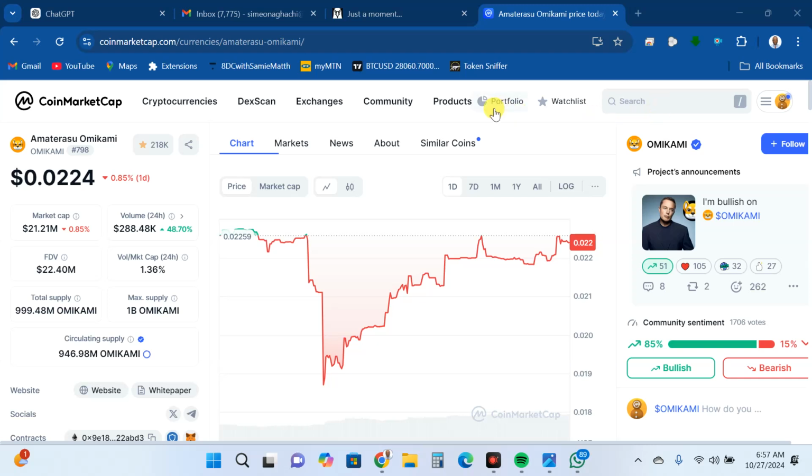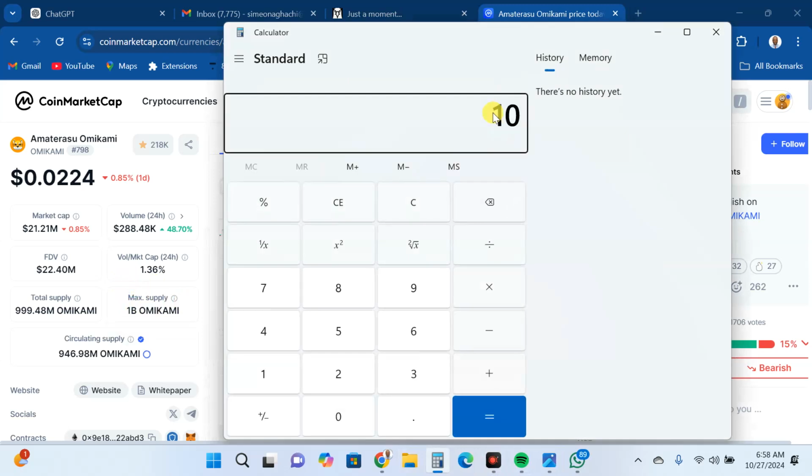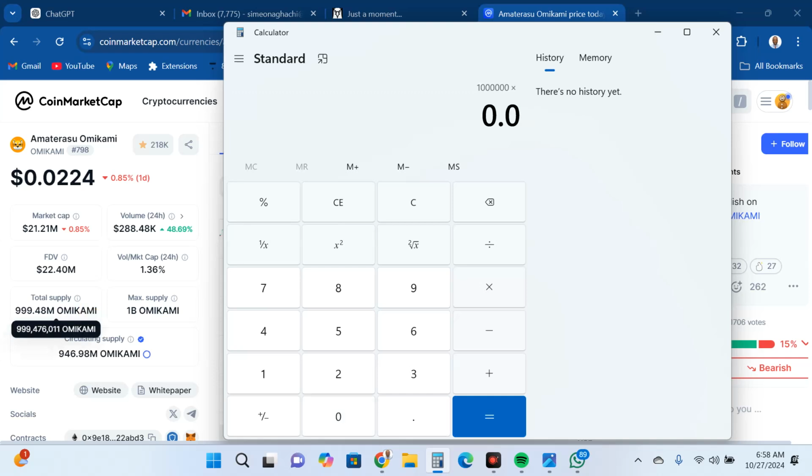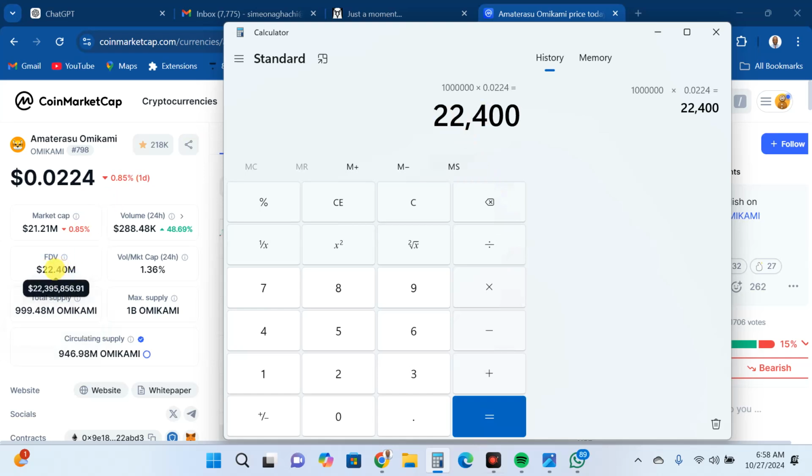So that's how to calculate the market cap of any token or the fully diluted value of any token. Alternatively, since we have the max supply showing, which is 1 billion, we can use that. That's the reason our answer didn't correspond accurately with the fully diluted value showing here, because the max supply is showing. So where max supply is showing, you're supposed to use max supply instead of total supply. Max supply multiplied by 0.0224 gives you 22.4 million, which is the actual value here.